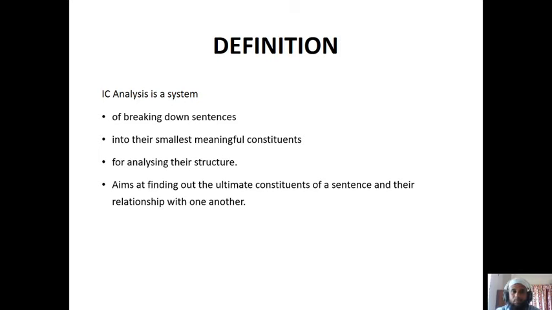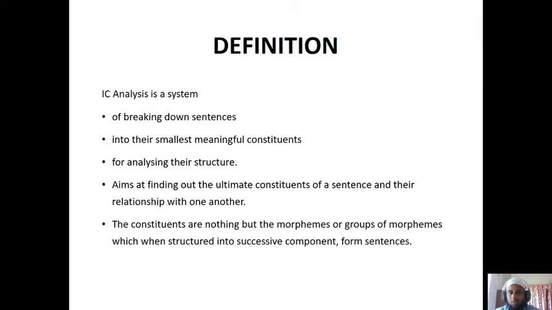So IC analysis aims at finding out the ultimate constituents, the final parts, after which there can be no further breaking down of the elements. It aims at finding out the ultimate constituents of a sentence and their relationship with one another. So it is not only about breaking down the sentence or structure into its elements or constituents, but also it shows the relationship with one another, that is one part with another.